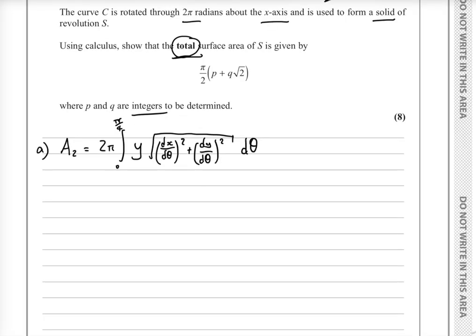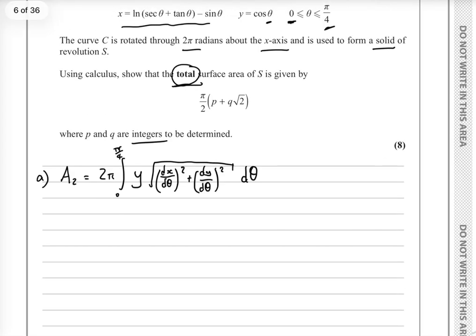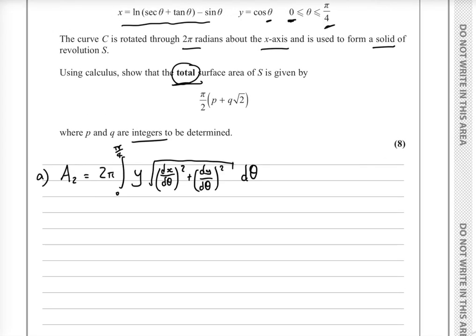So I've taken that from the formula booklet. The only thing I've changed is instead of t, our parameter is theta. We're going from 0 to pi by 4. So now I need to work out the bits that will go in the square root.